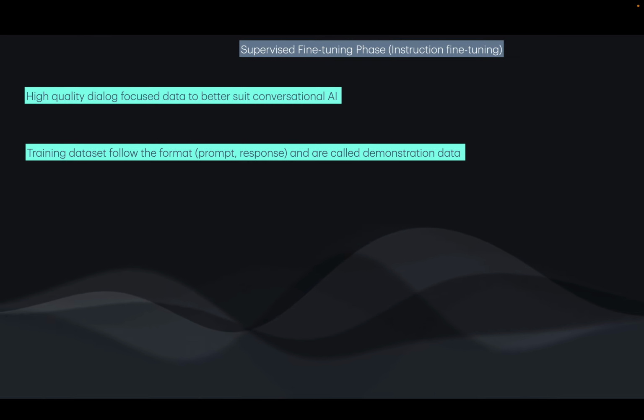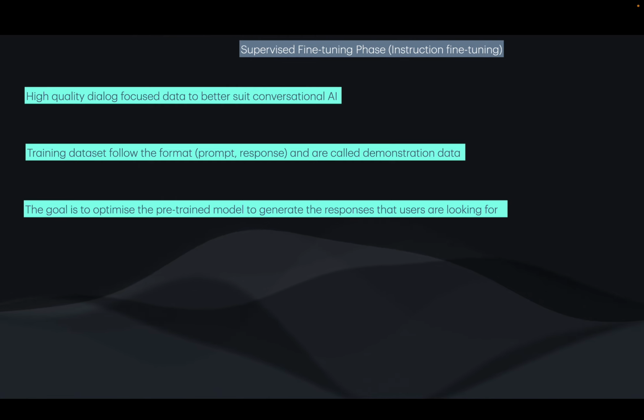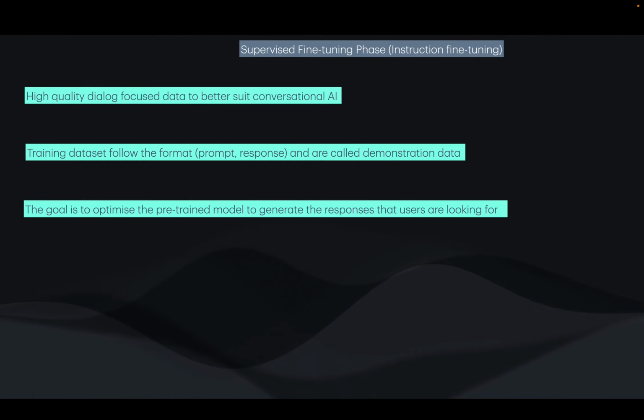This data set comes in a prompt-response format. We have the prompt or the questions, and also the corresponding response. This we generally call demonstration data, right? The main goal of this SFT phase is to optimize the pre-trained model to generate responses that users are looking for. So you train with these prompt and response pairs, which we call demonstration data, and then we assume that the model will excel at the conversational task.